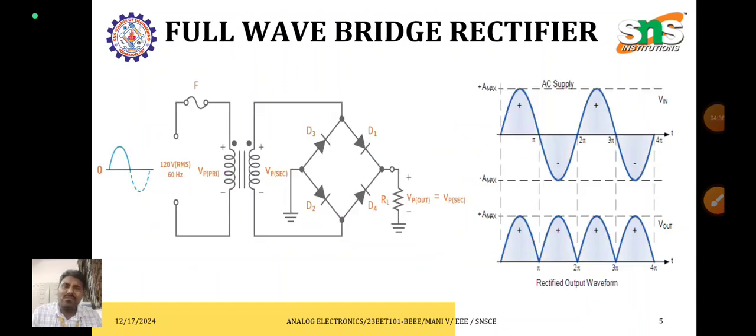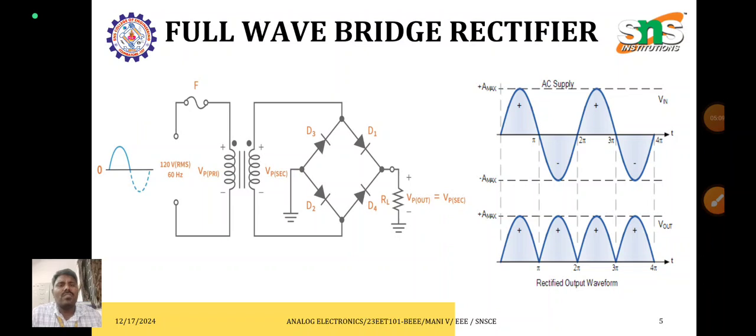And here is the full wave bridge rectifier. Instead of 2 diodes, here we are using 4 diodes. The supply voltage, output voltage, everything is the same. Why do we have to use this full wave bridge rectifier? That is because of only one reason, that is the peak inverse voltage. In the center tapped, the peak inverse voltage is 2 times the supply voltage, but here the peak inverse voltage is equal to the supply voltage.